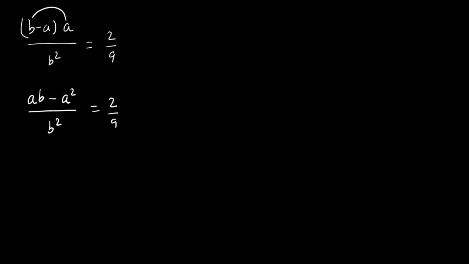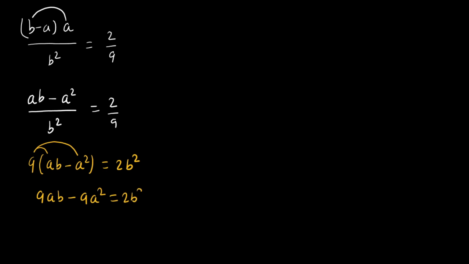Here we will apply cross multiplication, then 9 is multiplied by a times b minus a square, and 2 is multiplied by b square. Then 9ab minus 9a square, this is equal to 2 times b square. If we take all the expressions on the same side, then 9a square minus 9 times ab plus 2 times b square is equal to 0.